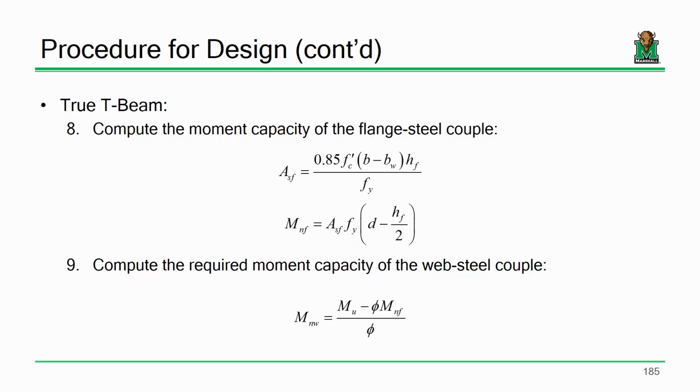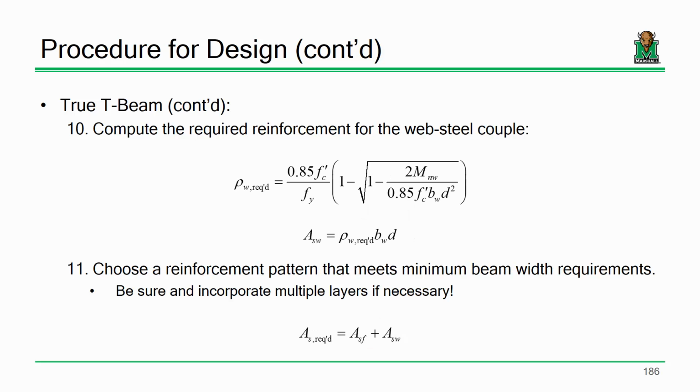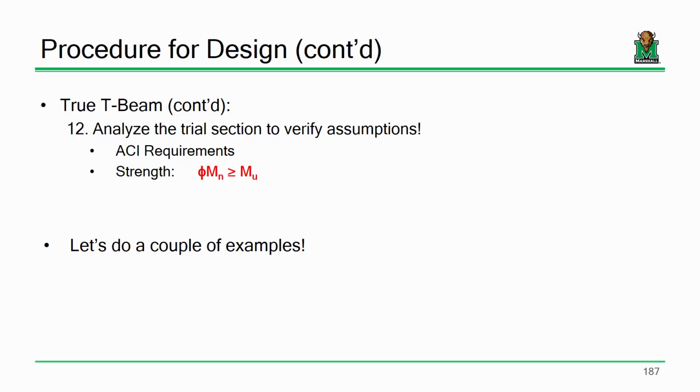If we know this moment capacity, and we know how much we have to resist, compute the moment capacity of the web steel couple, and get the amount of steel we need for that using rho b d. So we'll choose a pattern that's based on the flange steel and the web steel, and that's how we'll design our section. And this is a note I put, this is something we really haven't talked about a lot, but if you need to use multiple layers for a problem like this, use it. It's just something worth mentioning. All right. Last thing, just analyze the section.